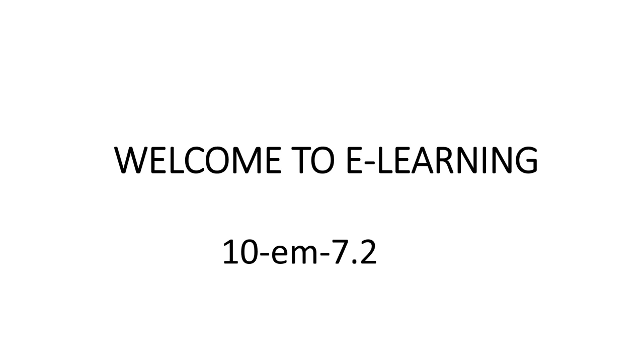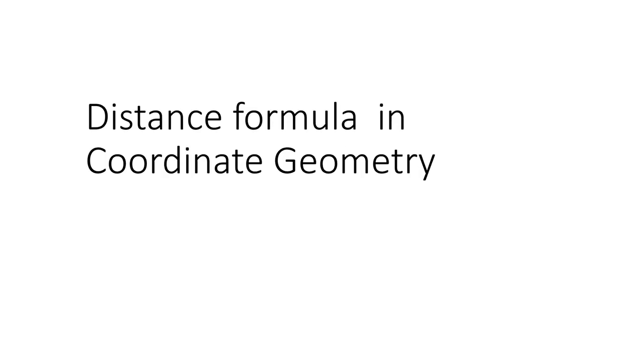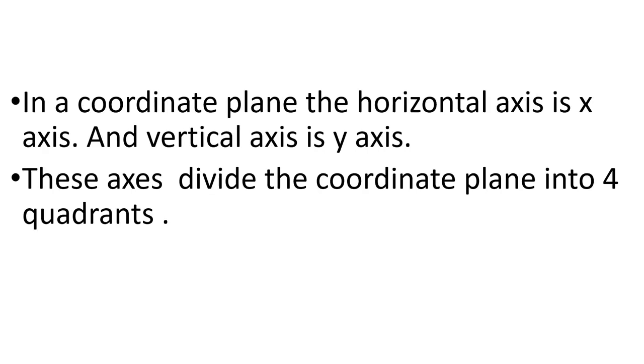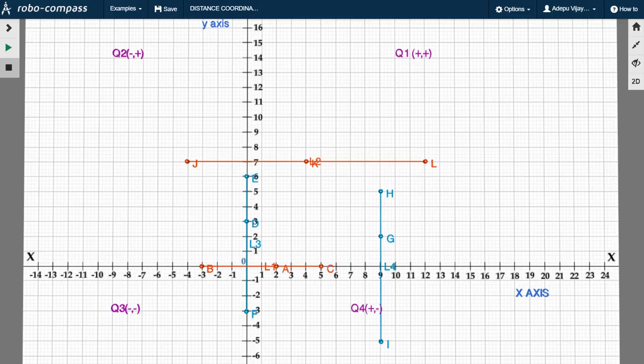Today for the 10th class students of English medium, we are going to study about distance formula in coordinate geometry. In a coordinate plane, the horizontal axis is x-axis and the vertical axis is y-axis. These axes divide the coordinate plane into 4 quadrants. Here you can see the x-axis and the y-axis.